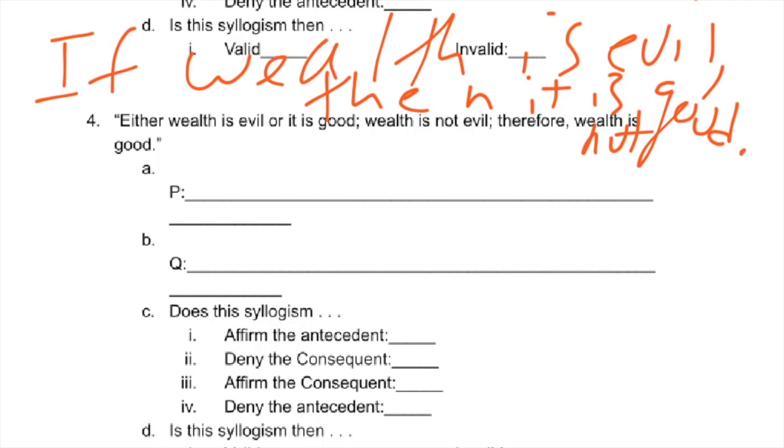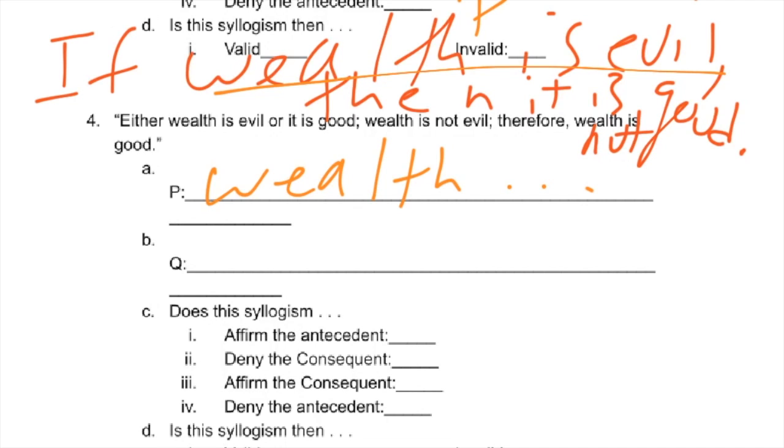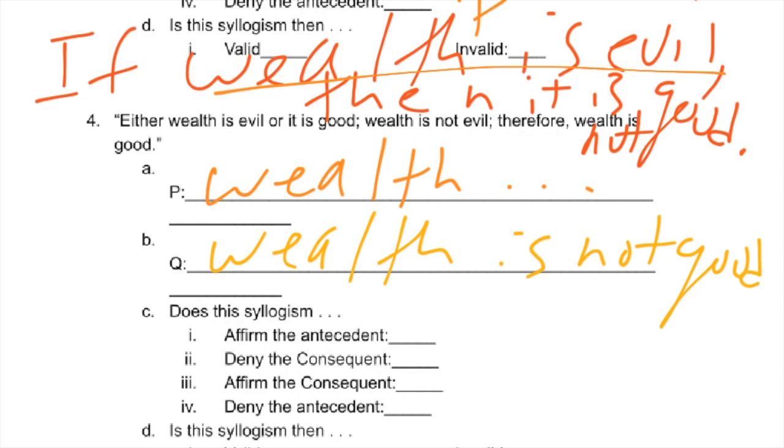It is not good. Our antecedent is here, wealth is evil. And our consequent is the statement that follows, then it is not good. Wealth is evil, then it is not good. Notice how our consequent here includes the word "not" in its state of affairs.